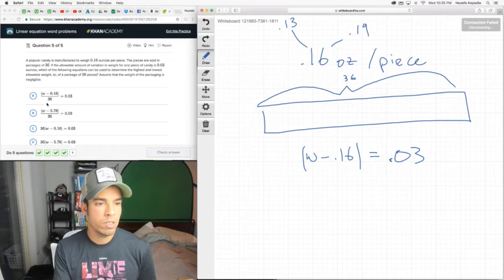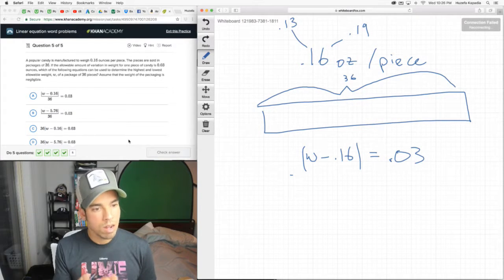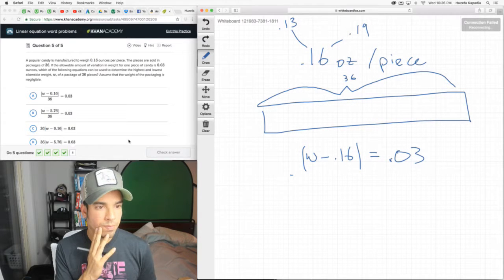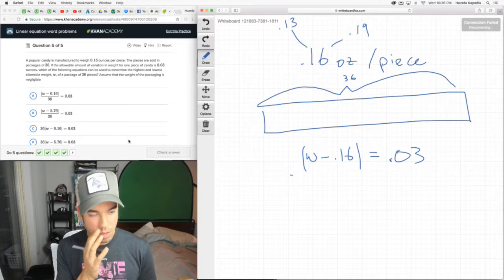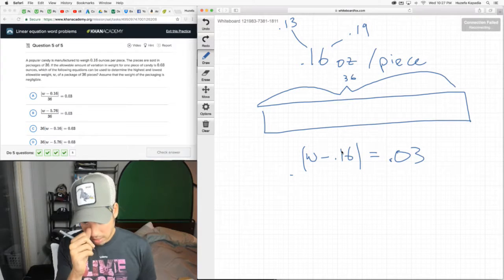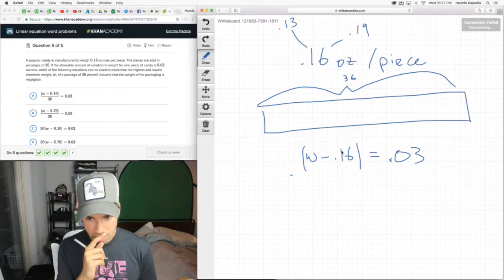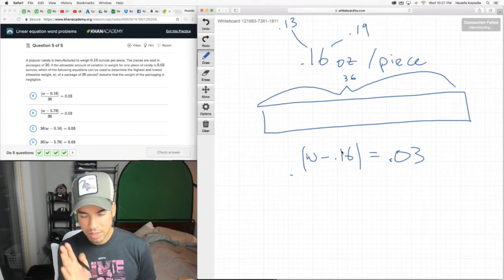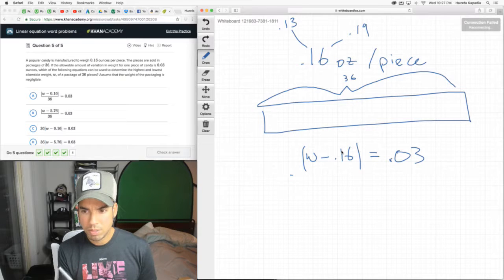Now, how does the 36 factor? We see the 36 being divided, or we see it being multiplied down here. So the question is, how does this play out? Which one of these is correct? So we want to know how the weight all varies out. Now I've got to think about this for a second. So we got the weight of this guy, and we're saying the individual weight has to be within 0.03, and then we take that range. Well, let me think about it for a second.